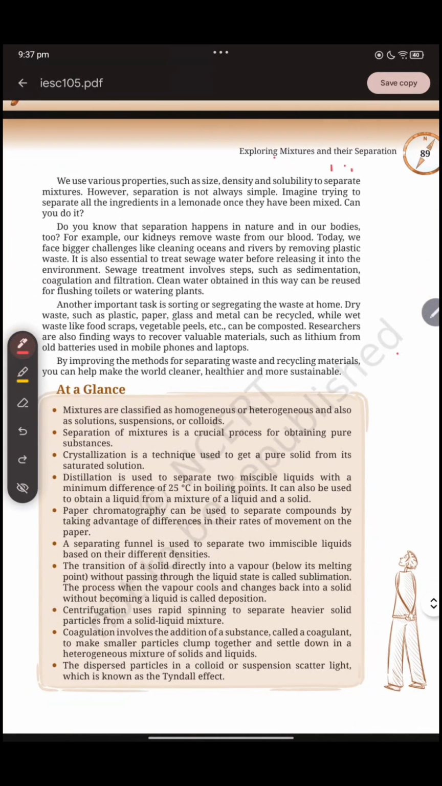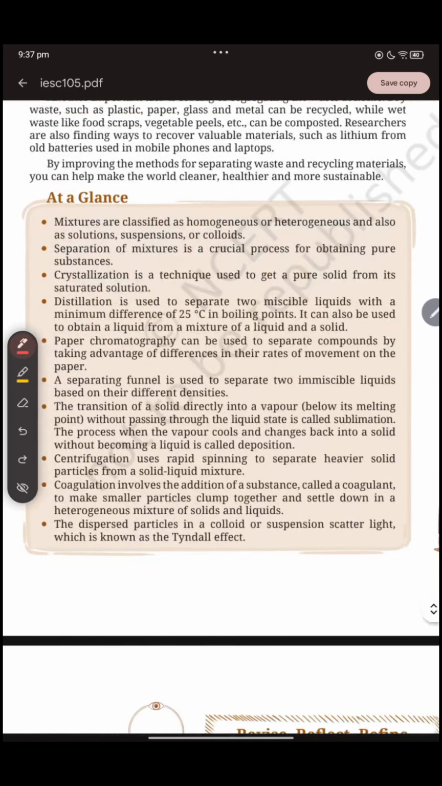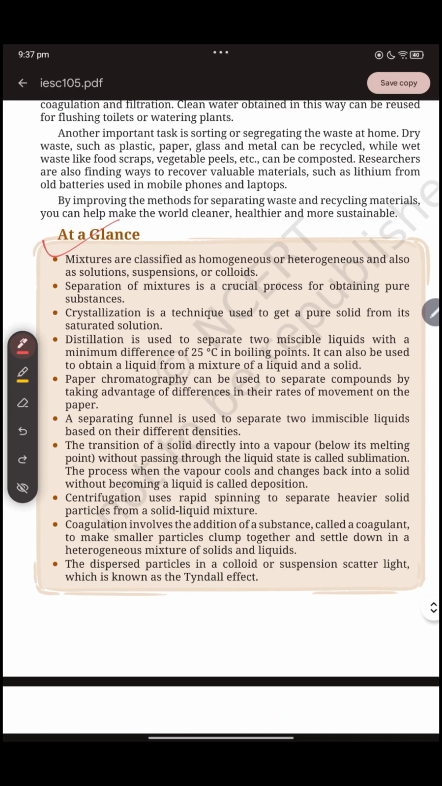So it can be solved. So these are the summary of what we have done.